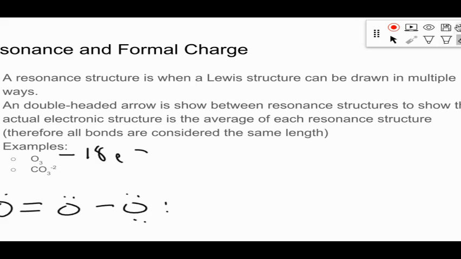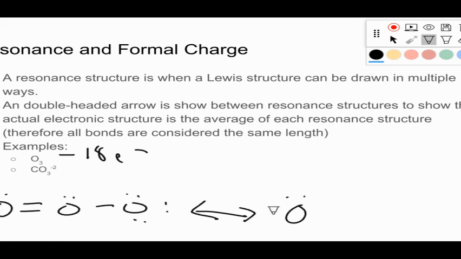Okay. It told us that we needed to use a double-headed arrow. So in between these two, I'm just going to do a double-headed arrow. And then over here, I'm going to do the reciprocal or the mirror image of this. So instead, I'm going to put my single bond on the left and my double bond on the right.